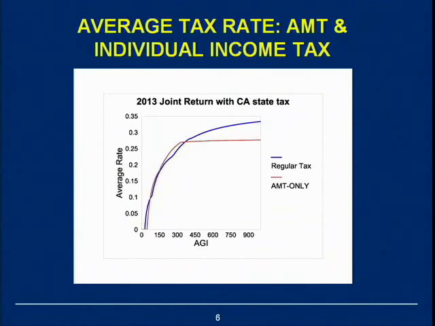But okay, the regular income tax has a top rate of 35%. Okay? If you get enough income, you're going to end up with more tax liability under the regular income tax than under the AMT because the AMT's top rate is 28.